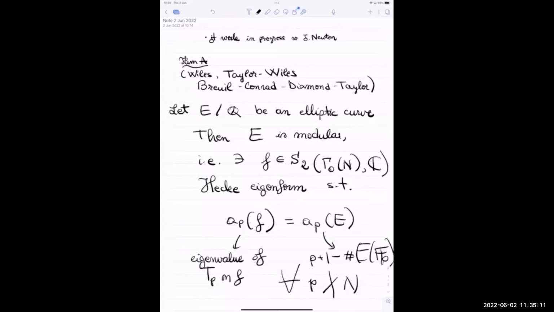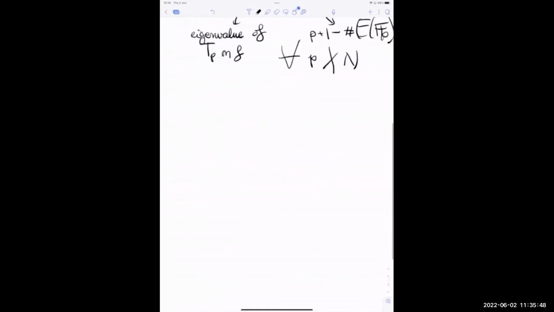All right, and so this is kind of the gold standard in terms of modularity results from 20 years ago. So I want to give you an outline of the proof in 4 steps. And then afterwards, I will talk about what can be done over real quadratic fields, where it's also a known result that all elliptic curves are modular. And then I will discuss the case of imaginary quadratic fields, which is the work in progress that I mentioned at the beginning of the talk.